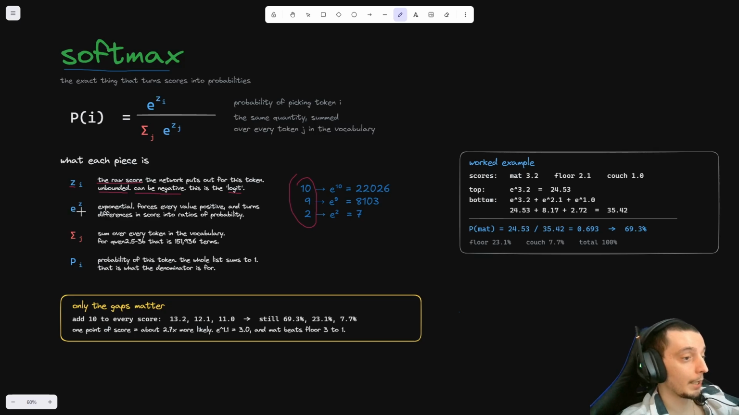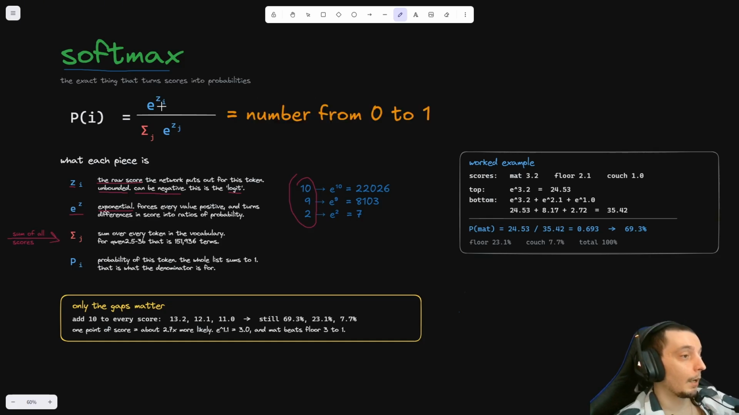So the best solution that the mathematicians have found is to use an exponential function, because every positive number taken to the power of any other real number will produce a new positive number. And of course, this exponentiation will also preserve the ranking of the scores. Now, the score of this token i that we have over here is guaranteed to be a positive number, but we are not done yet.